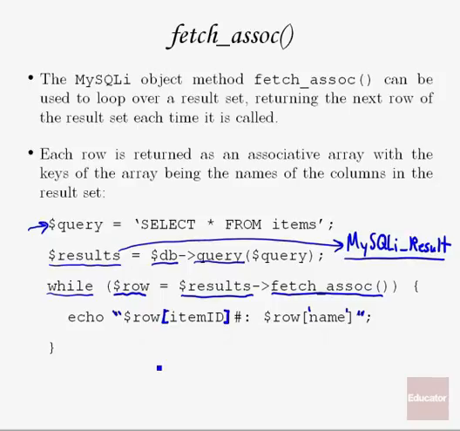As we learned, when fetch assoc is called and all the rows have been returned from a result set, it's going to return null. When this evaluates to null, it's going to evaluate to false, and it's going to kick out of the loop.